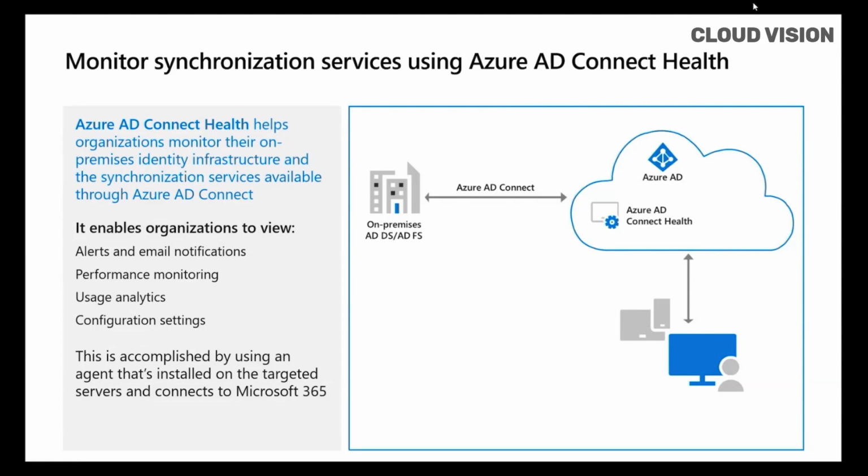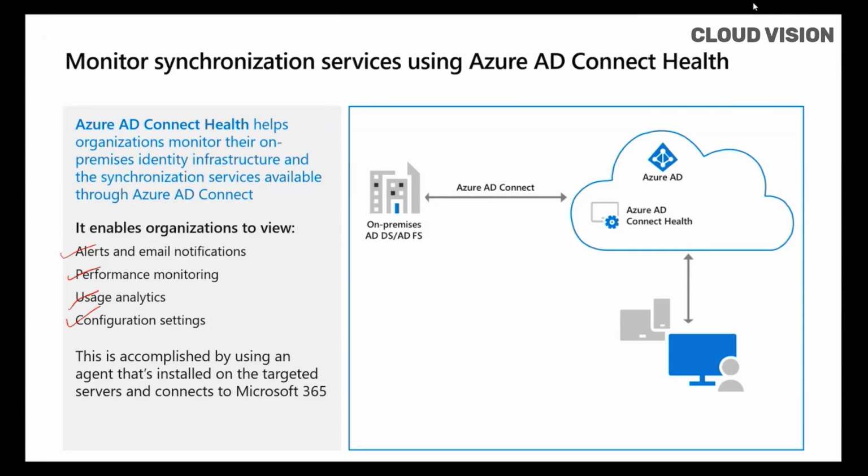So it will enable your organization to view alerts and email notifications. It will help you to see the performance of the Azure AD Connect services, whether they are able to synchronize all the identities to the cloud or whether they have run into any kind of issues. This can be easily identified. You'll also be able to see usage analytics, and the settings that were configured as part of your synchronization service.